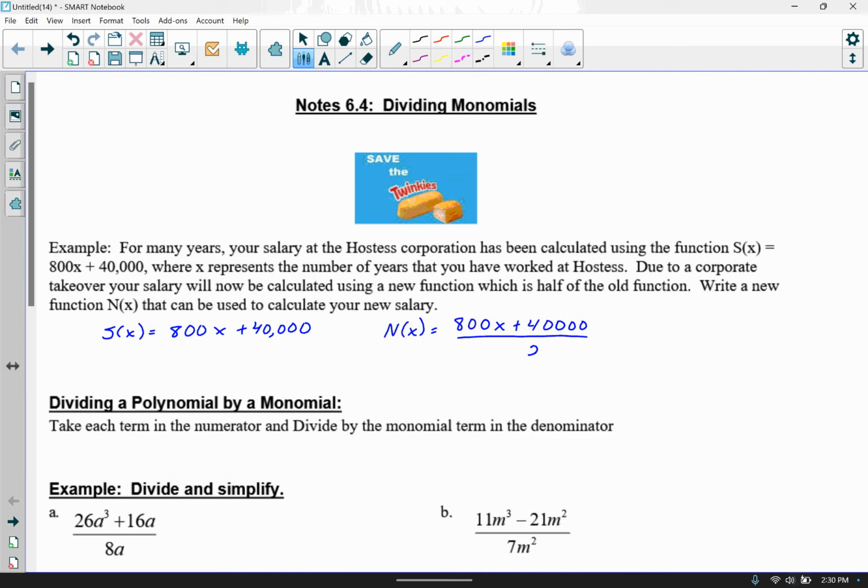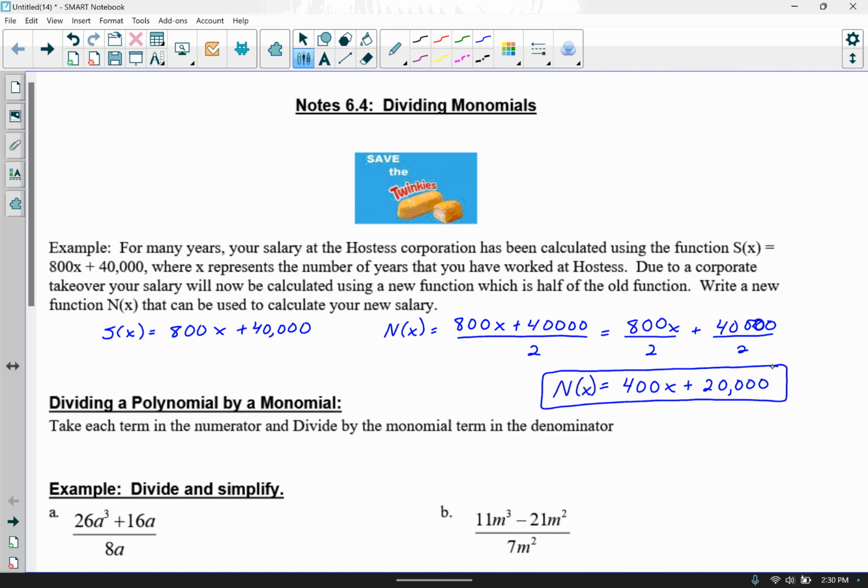divided by 2. And I want us to clean this up, and written like this is the same as each individual term being divided by 2. 800x divided by 2 and 40,000 divided by 2. Okay, so we can clean that up. 800 divided by 2, of course, that's 400x. 40,000 divided by 2, 20,000. That would be now how you would find your new salary.